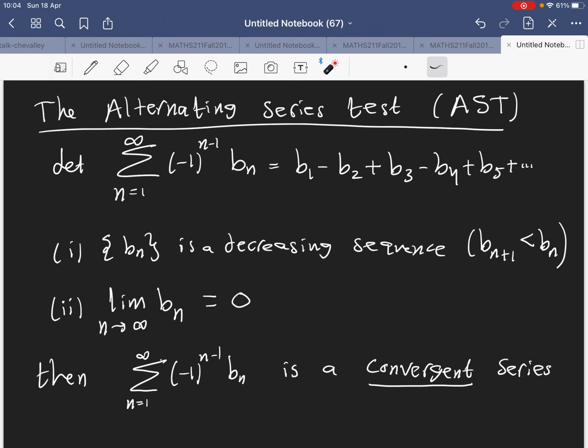For most of the questions, I will start by checking condition number 2 because it's the one that will most often fail. The first one, most of them will be decreasing. Most of our series sequences are decreasing. But the second one is not, so we have to start with it. So let me go ahead with an example.